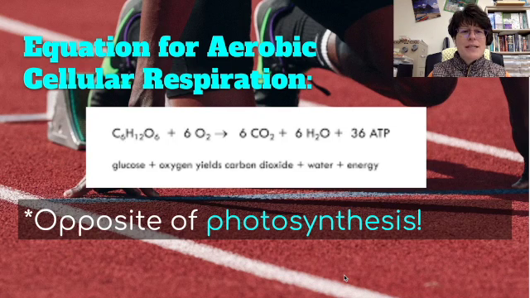And its equation is glucose, C6H12O6, plus oxygen, 6 molecules of oxygen, yields 6 molecules of carbon dioxide plus 6 molecules of water plus 36 ATP molecules that are energized. If you notice, this is the opposite of photosynthesis. We just take out this 36 ATP and we have the opposite going on. So that is an interesting thing. So if you know the photosynthesis equation, you basically know the aerobic cellular respiration equation with just a few small differences.